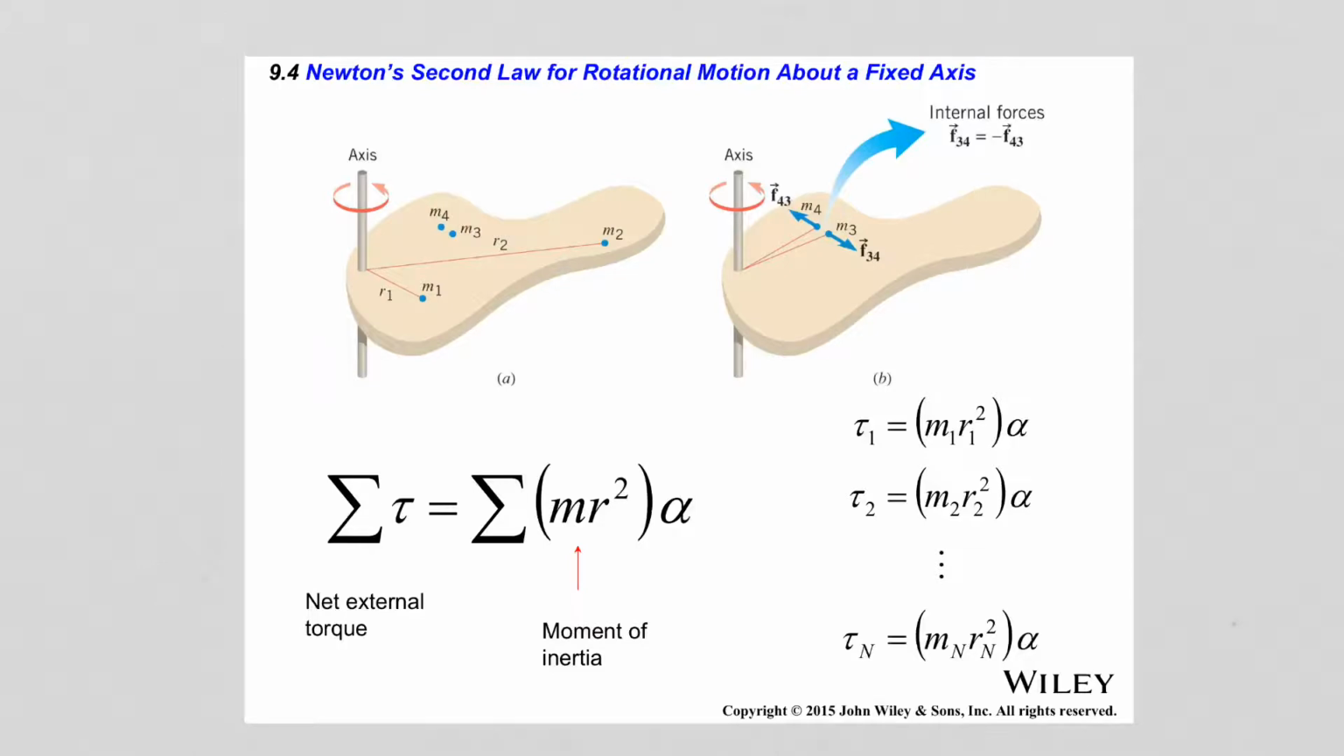Meaning you can have several different rigid bodies with the exact same mass, but the mass is distributed differently with respect to the axis of rotation. And when you calculate their moment of inertia, you are going to get different values. So even though the masses are the same, just due to how the mass is distributed around the axis of rotation, you will get different values for the moment of inertia.